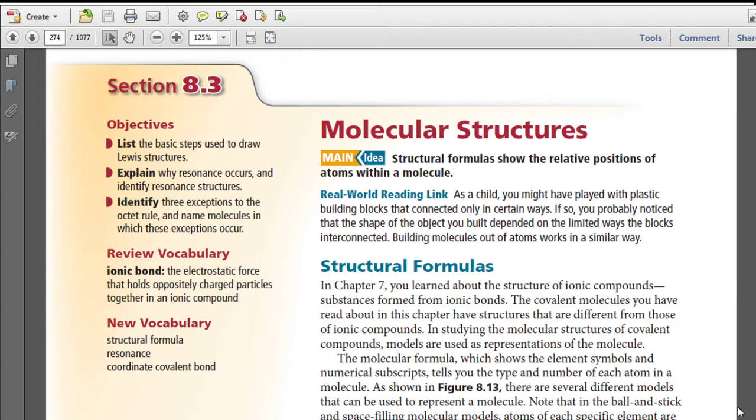In Chapter 7, you learned about the structure of ionic compounds, substances formed from ionic bonds. The covalent molecules you have read about in this chapter have structures that are different from those of ionic compounds. In studying the molecular structures of covalent compounds, models are used as representations of the molecule.